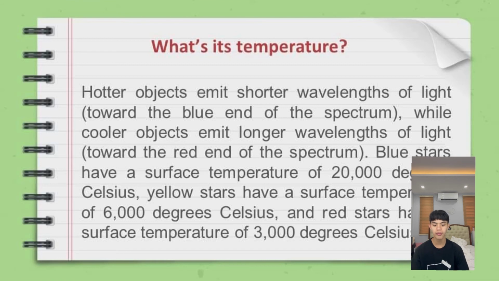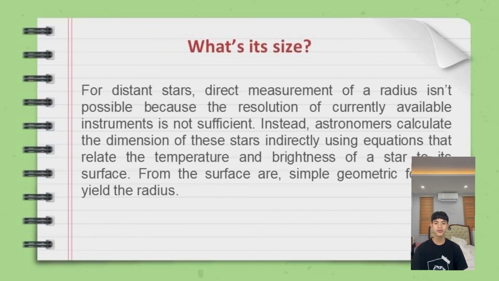So let's move to slide 10. According to the laws of blackbody radiation, the wavelength at which a glowing object emits the greatest amount of energy depends on the surface temperature of the object. Hotter objects emit shorter wavelengths of light, while cooler objects emit longer wavelengths of light. By using these concepts, astronomers have determined that blue stars have a surface temperature of 20,000 degrees Celsius, yellow stars have a surface temperature of 6,000 degrees Celsius, and red stars have a surface temperature of 3,000 degrees Celsius.